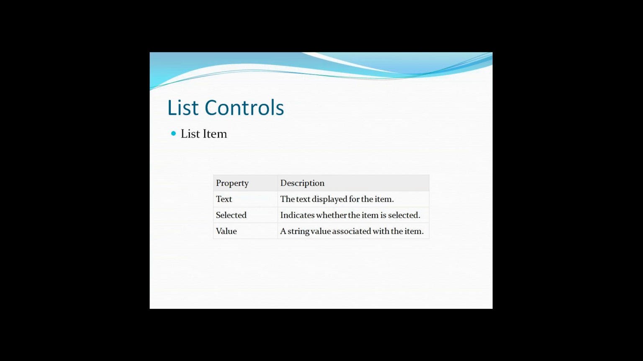Making sense? Good. So each list item has three important properties associated with it: text, value, and selected. Text, as we have been discussing pertaining to each and every control, here also the text remains the same. So the text which gets displayed associated with that particular item on the screen is represented using the text property.